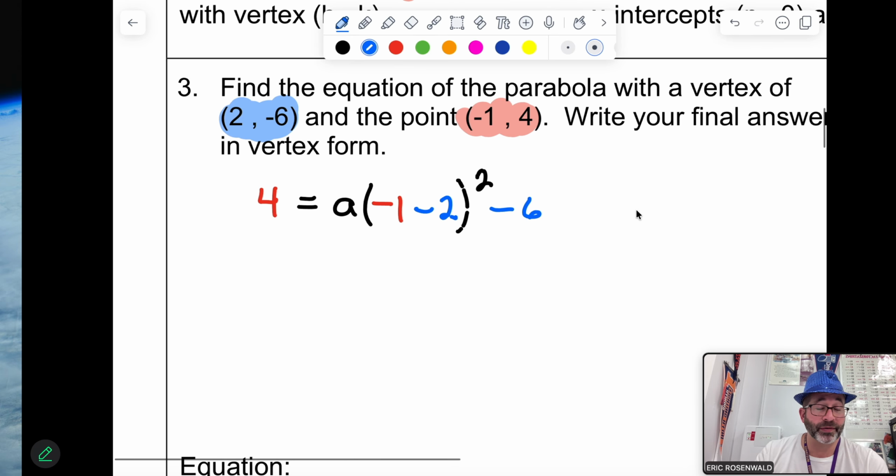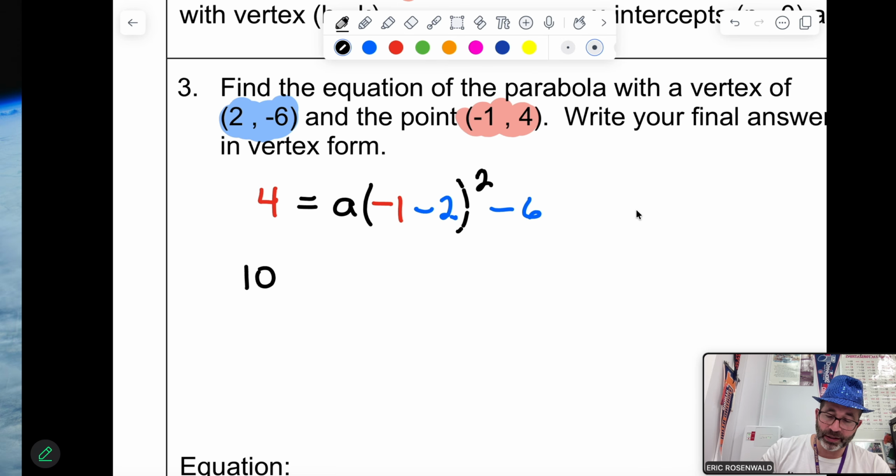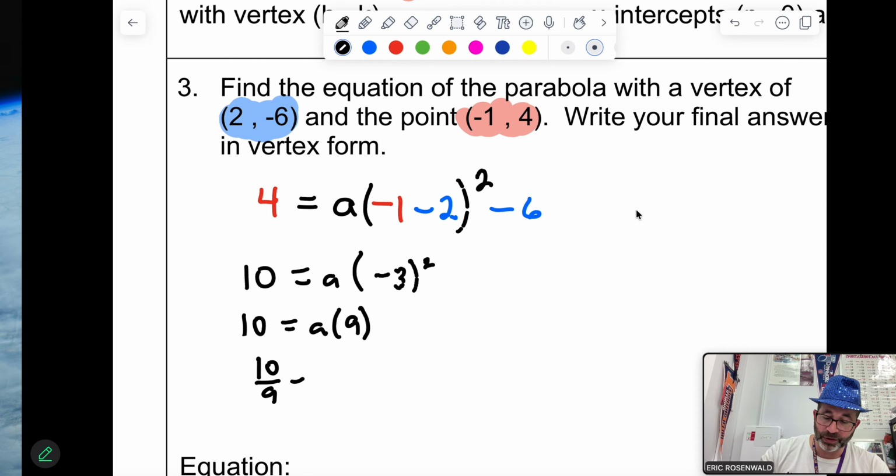So all we have to do is solve for a. We're going to add 6 to both sides. We end up with 10 is equal to a times -1 minus 2, which is -3 squared. So we have 10 equals a times 9. Divide by 9, we get 10 over 9 is equal to my a.